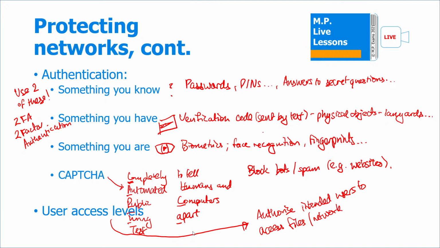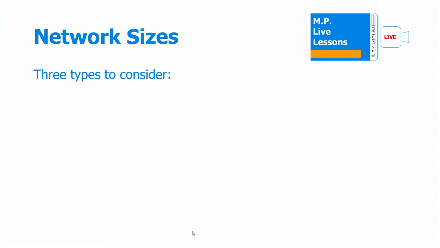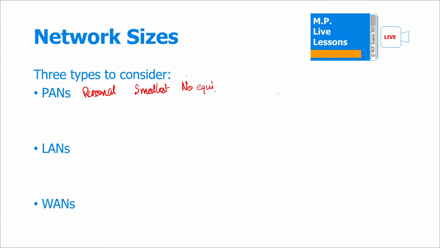Now, moving on to the networks themselves, you'll need to consider three types: PANs, LANs, and WANs. So PANs are personal area networks, and these are the smallest, and these don't need much equipment. An example of this would be Bluetooth. These connect a few devices.